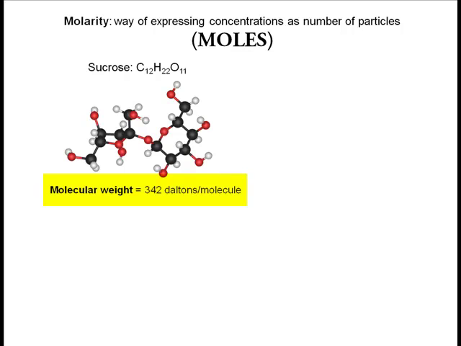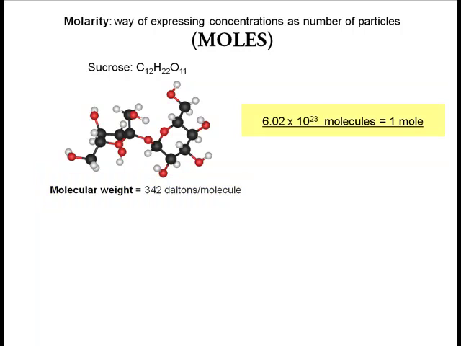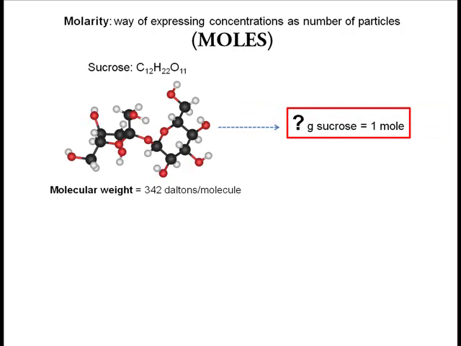The molecular weight of sucrose is 342 Daltons per molecule. We know that we need 6.02 times 10 to the 23rd molecules to get 1 mole of sucrose. But there's no way that we can count out 6.02 times 10 to the 23rd molecules. So how do we find 1 mole of sucrose? The way that we do this is by using mass. But how many grams of sucrose do we need to get 1 mole? We determine that by using the molecular weight.